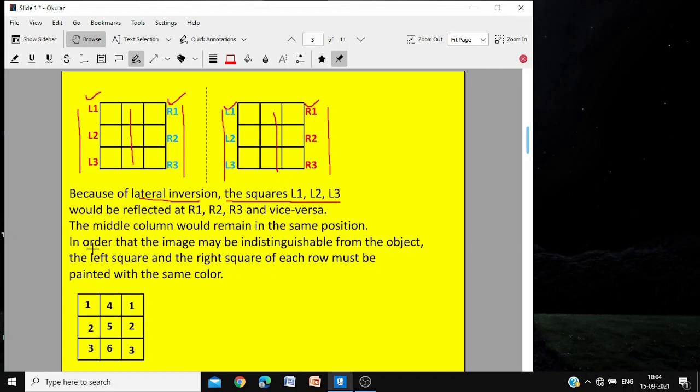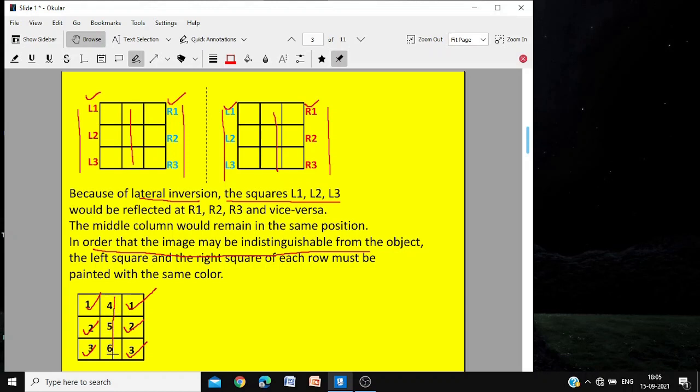And in order that the image may be indistinguishable or identical, the left square and the right square of each row must be painted with the same color. So this square and this square must have the same color. This and this must have the same color. This and this must be the same. And the middle column you can paint with anything because the position is not shifting.